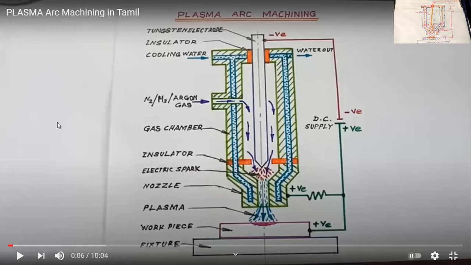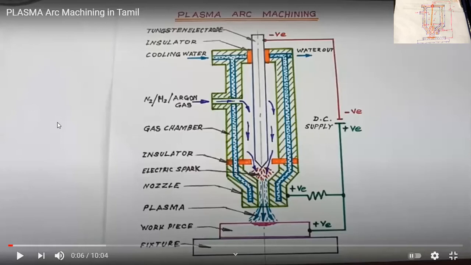Many metals, like aluminium and stainless steel, have high thermal conductivity, large heat carrying capacity, and good oxidation resistance. As a result, these kinds of materials cannot be cut using conventional techniques like oxy-fuel cutting, but they can be easily cut by using plasma cutting.